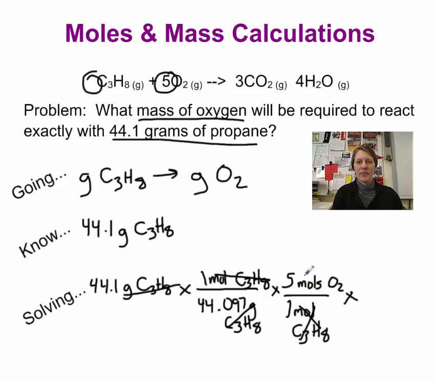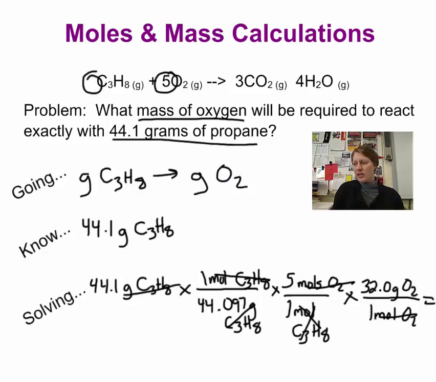And then the last thing I need to do is get from moles of oxygen into grams of oxygen. If I look at the periodic table, the molar mass of oxygen is 32.0 grams because I've got 2 oxygen atoms per 1 mole of oxygen. So I cross those units out, and I'm left with grams of oxygen. Now that's what the question was asking for. That's what I wanted to go to. So now I can figure out what that equals.